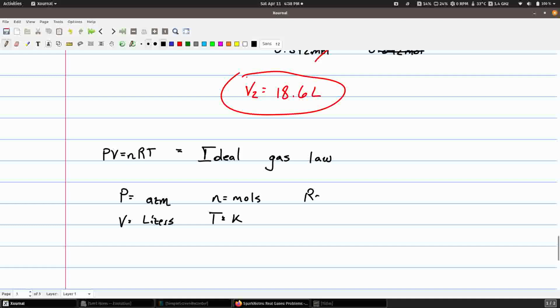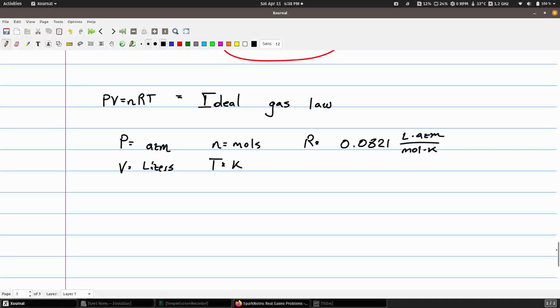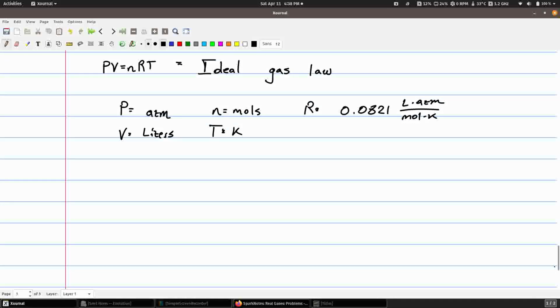And then R, 0.0821 liters times atmospheres over moles times Kelvin. So these are values you just need to know. But for instance, let's say I was like, what is the pressure?